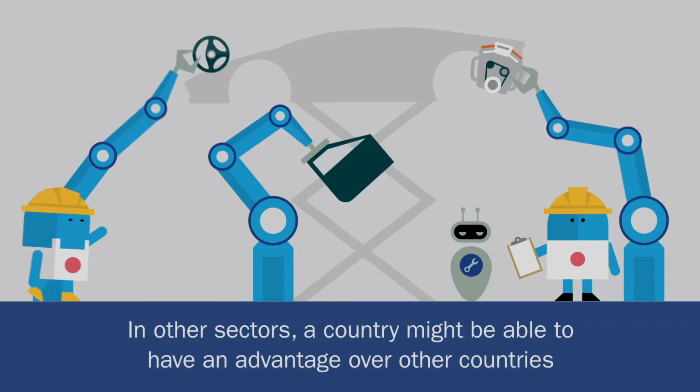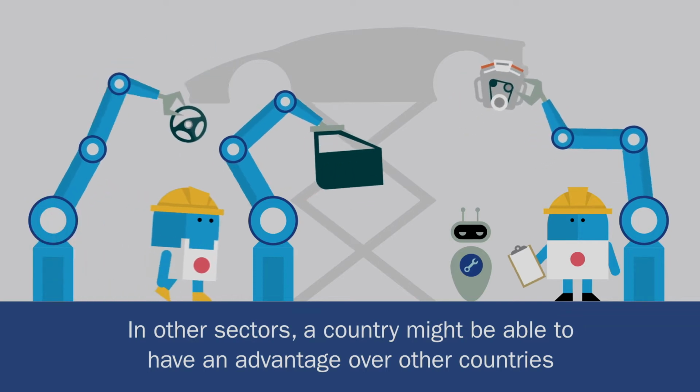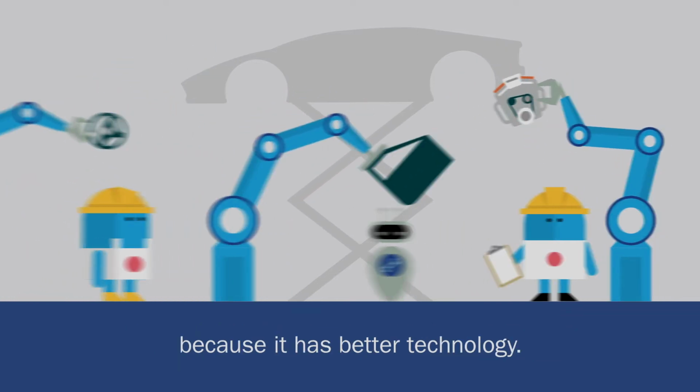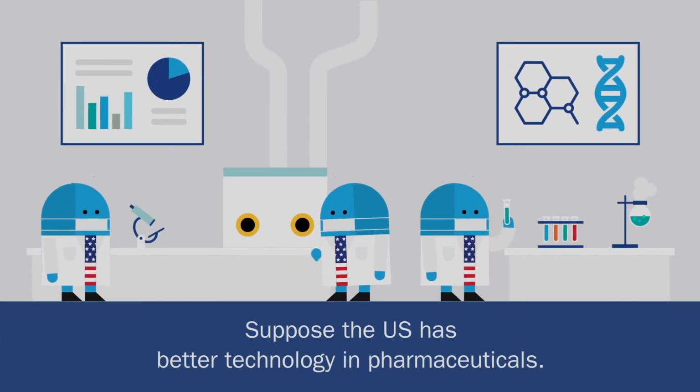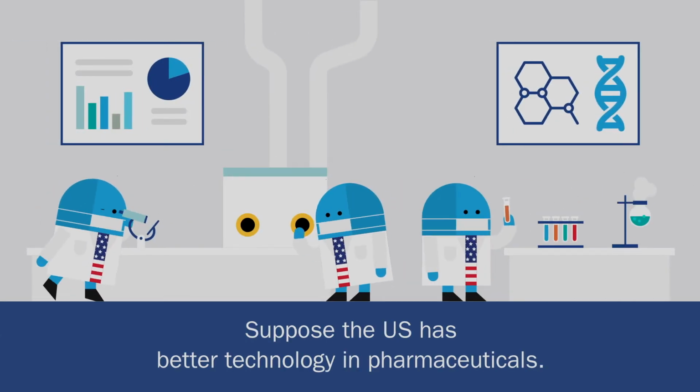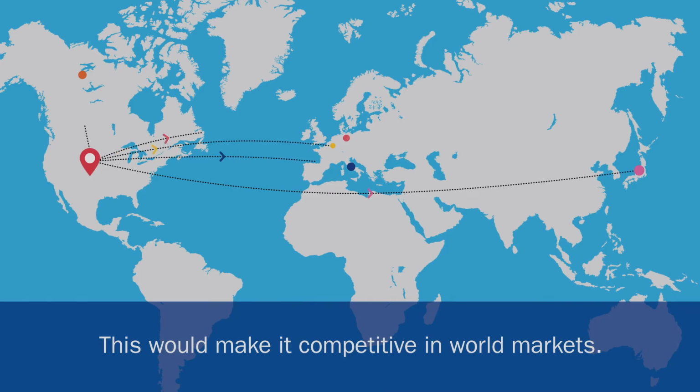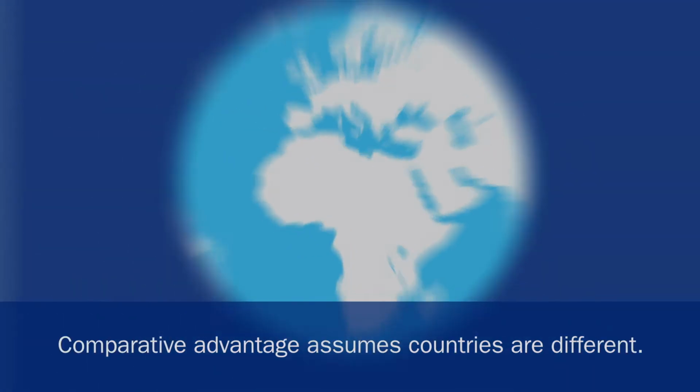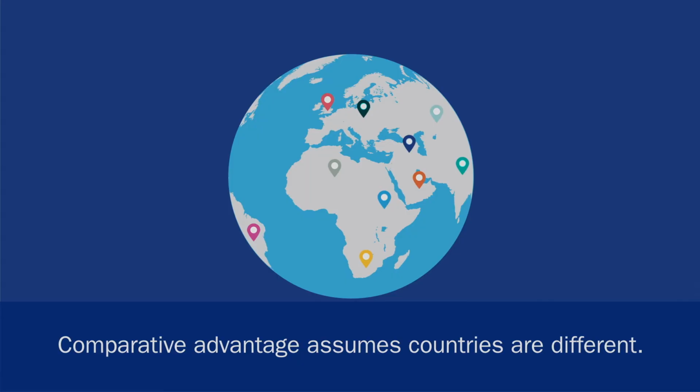In other sectors, a country might be able to have an advantage over other countries because it has better technology. Suppose that the US has better technology in pharmaceuticals. This would make it competitive in world markets. Comparative advantage assumes countries are different.